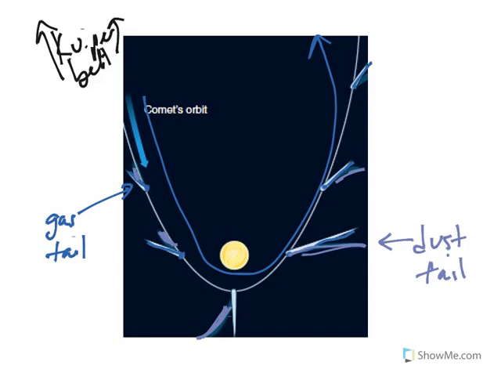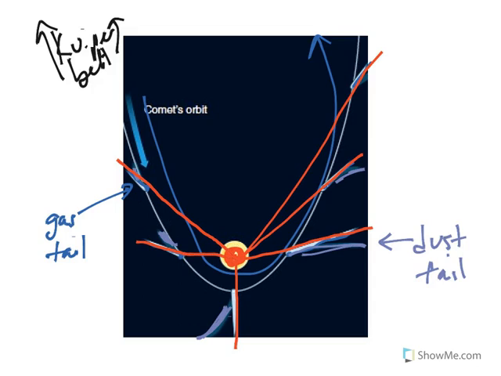Also notice the sun's location. So here's your sun in the center, and if you draw lines from the sun to the comet, you'll see that it goes through the, oops.